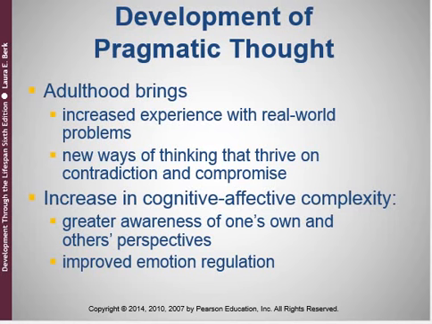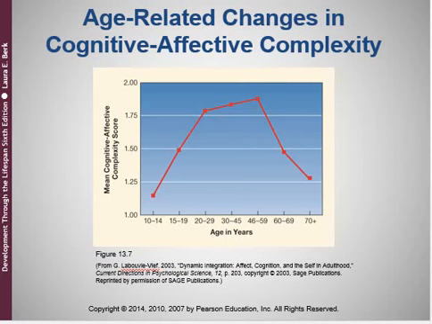We also are able to handle times when our thoughts and feelings conflict, cognitive affective complexity. We become aware of other people's perspectives, and we're able to control our own emotions for times when we need to let cognition win out, thinking win out, but sometimes we understand that our emotions are in conflict.